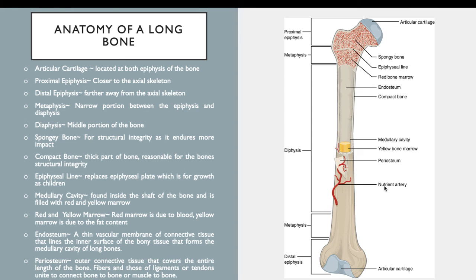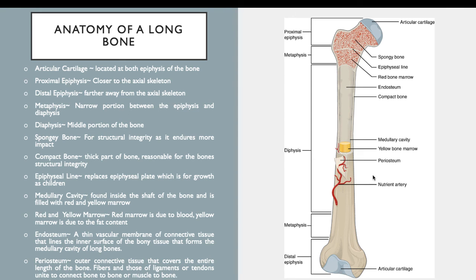Now within the bone we have spongy bone and compact bone. So the spongy bone is located just right here on this image, and it's for structural integrity as it endures more impact. So like say if we fall, this here helps us not to break our bone, whereas the compact bone is a thick part of the bone and it's for structural integrity. Now we have an epiphyseal line, which used to be a growth plate or the epiphyseal plate when we were younger, but as we grow older, it becomes the epiphyseal line because we have stopped growing.